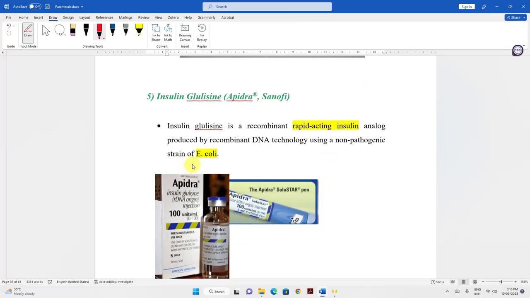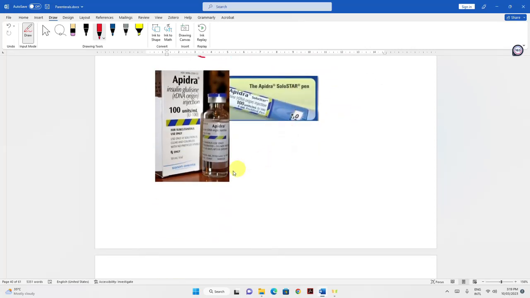Another very fast or rapid acting insulin is insulin glulisine. This is from Sanofi, and Sanofi is using the same microorganism as Lilly, non-pathogenic E. coli. The product is called Apidra. Apidra is the product from Sanofi, and it has insulin glulisine. It's a rapid acting insulin produced by recombinant DNA. Look here, it's always telling you recombinant DNA. It's 100 units per ml.